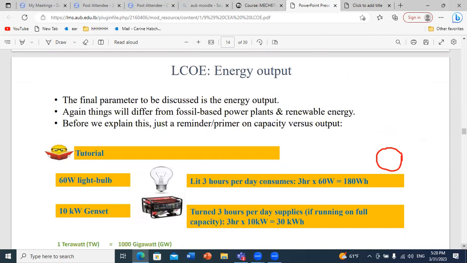Now, the final parameter to be discussed in the levelized cost of energy is the energy output. Again, things will differ between fossil-based power plants and renewable energy. Before we explain this, just here you can have some conversion factors. If they give you, let's say, the performance of an equipment using electricity like a 60 watt light bulb, for any amount of operation, you can find the consumption by just multiplying the power by the hours of consumption. Similarly, for generation, you multiply the power of generation by the number of hours of operation.